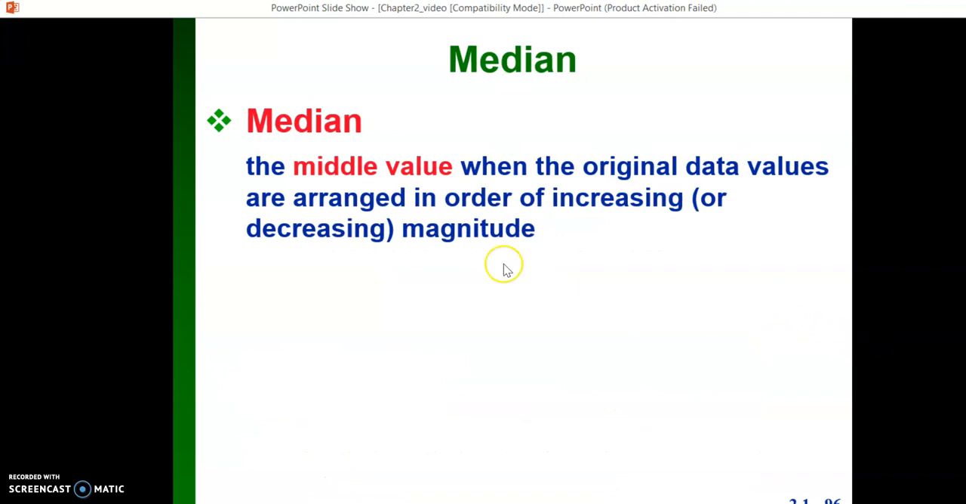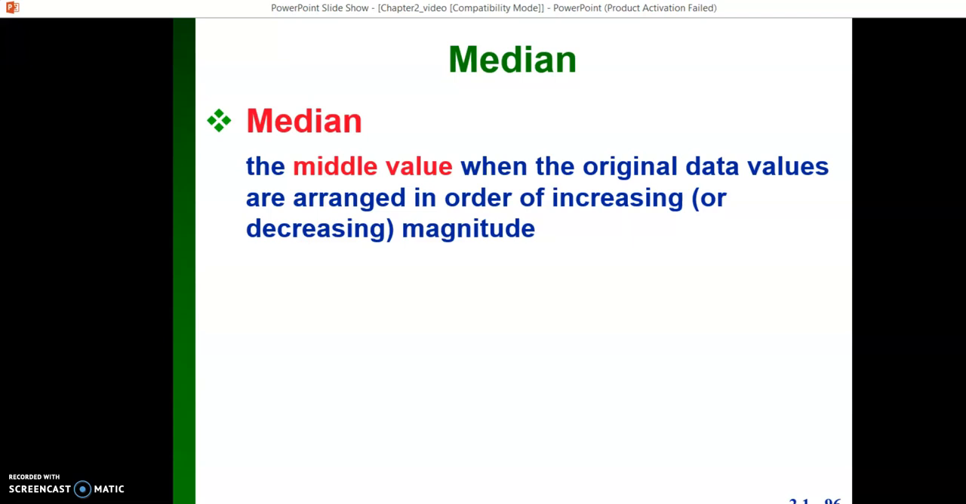Median means the middle value, but after you arrange the data in order. You can go from smallest to highest or highest to smallest. After you order them, you see what the middle value is. There are two cases for the median depending on the number of data values. If it is odd, there is only one middle value. When it is even, there are two middle values.